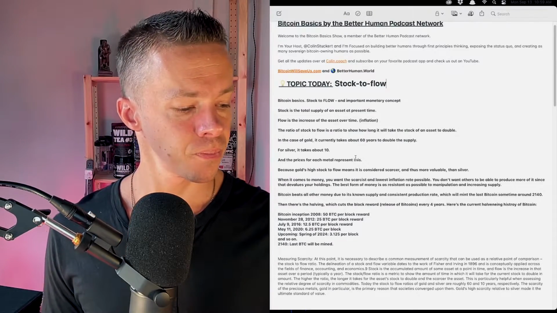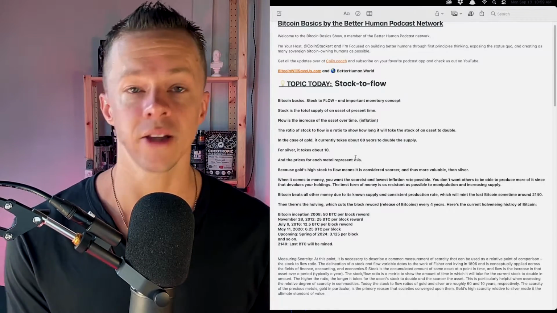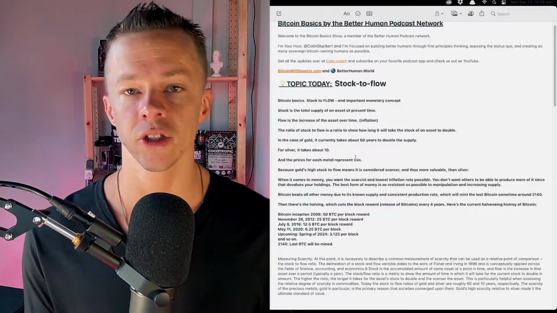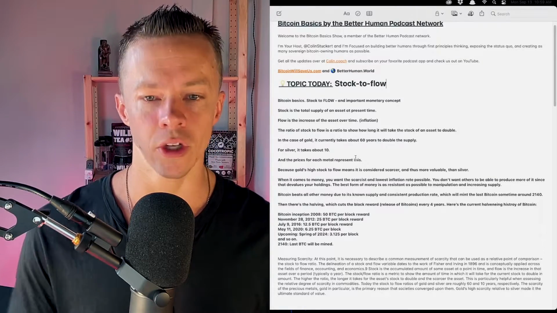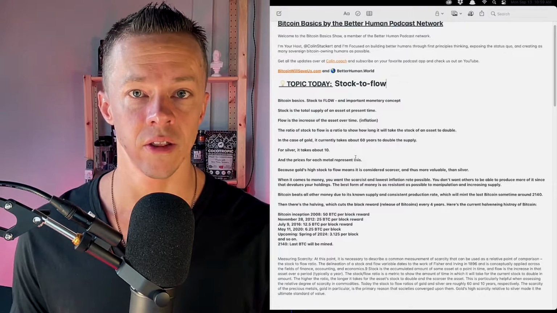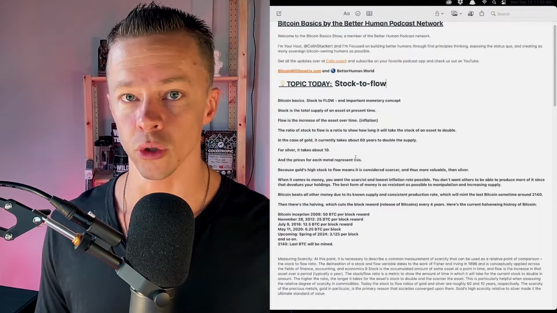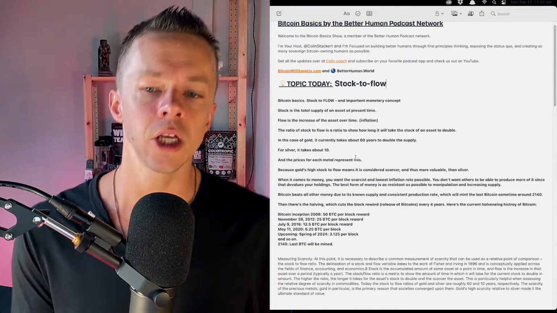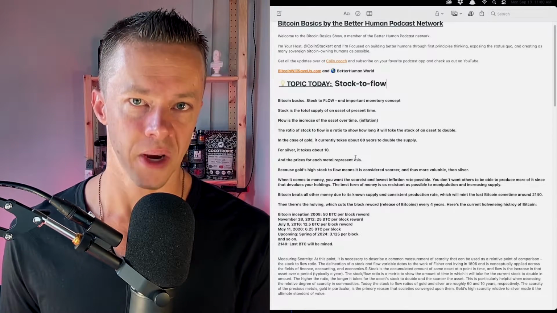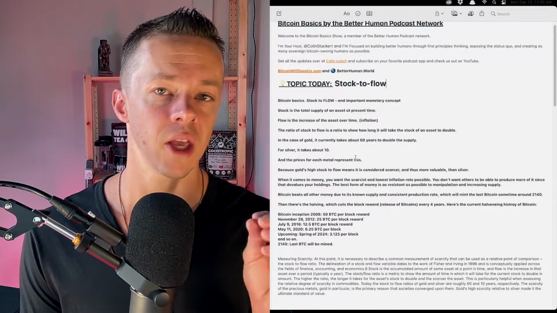That's what this is. There's obviously a ton to monetary metals and Bitcoin and comparisons and the differences and all these different things. This idea is very simple. And I'm going to explain how Bitcoin kind of fits into this with its predictable inflation schedule as well in a second. When it comes to money, you want the scarcest, lowest inflation rate possible because this gives you a predictable way to think about the future.